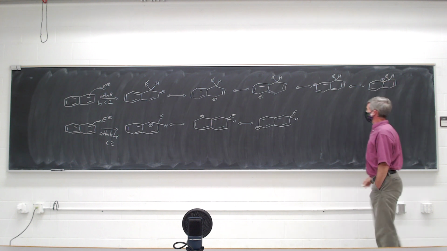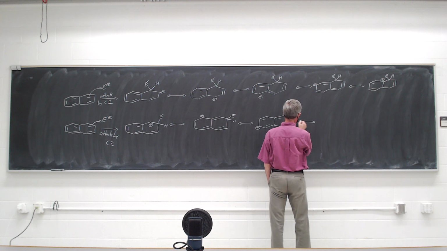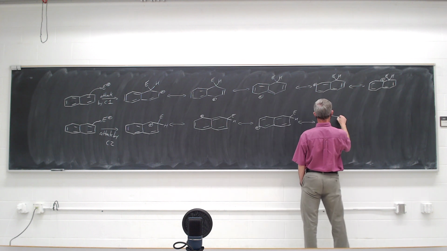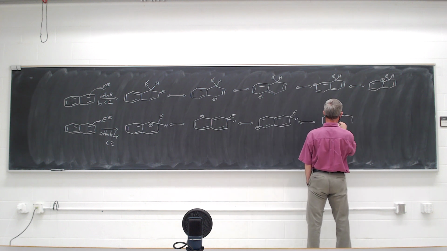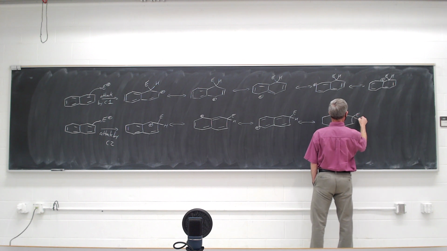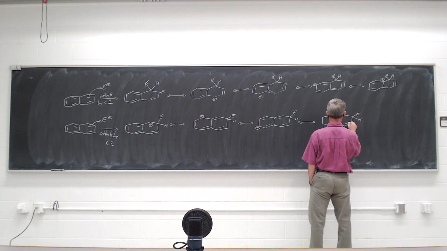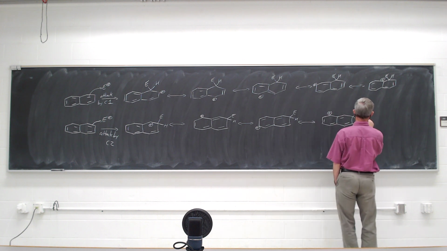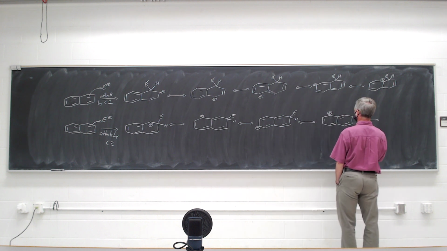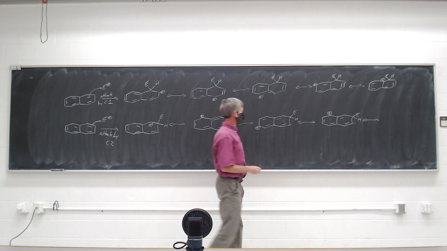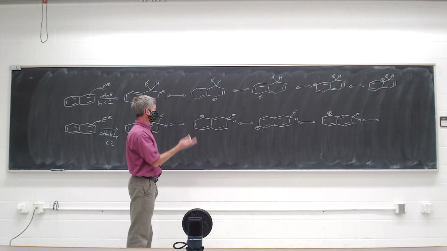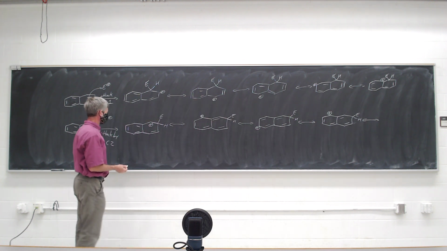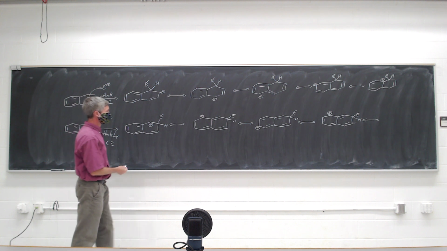And if the ring gets bigger, there are just more resonance structures. If you have anthracene, so you have 3 rings, now you're going to have even more possible resonance structures that you can draw. So we're moving those bonds around into the various different positions.